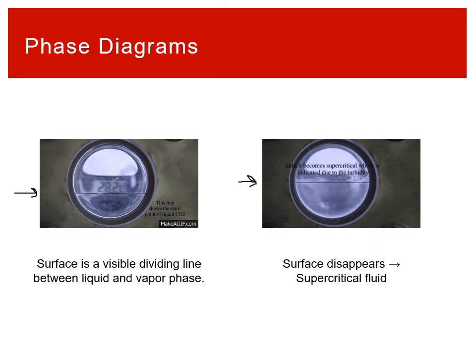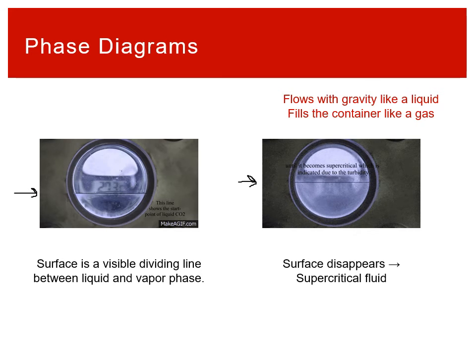At the end of the GIF, it looks like it's boiling, and then once the words disappear, we'll note there's no more surface of the liquid. There's something right here, but that's just the top of the thermometer in the background. That's not any sort of surface. There's just one big fluid filling that container. So there are a couple of different behaviors of supercritical fluids on display here. One, they flow with gravity like a liquid. You can pour them like a liquid, but they fill their container like a gas.